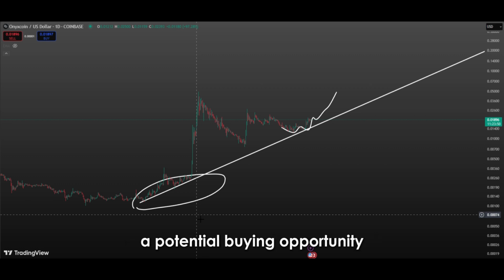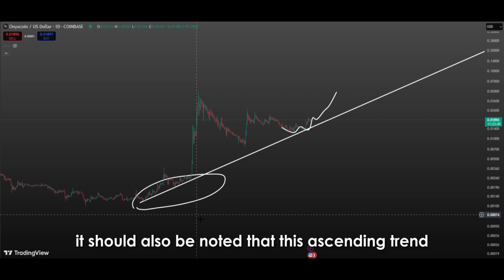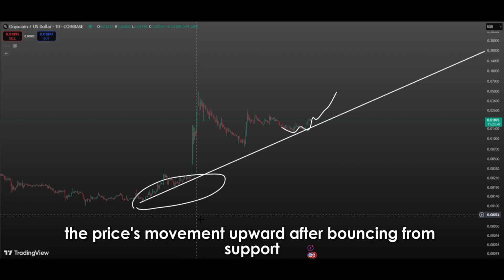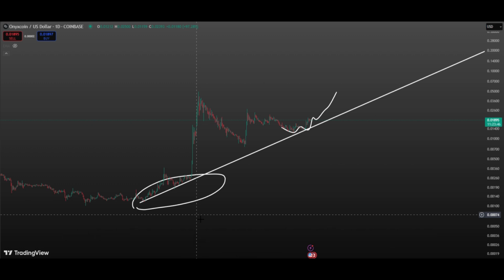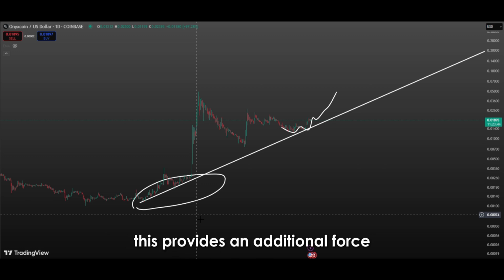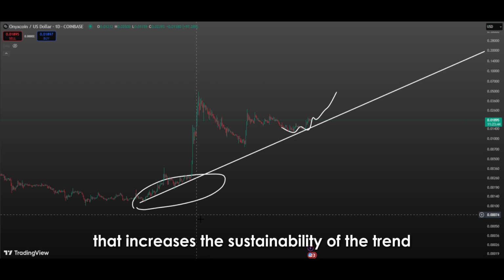potential buying opportunity. It should also be noted that this ascending trend structure may be supported not only technically, but also by fundamental analysis. That is, the price's movement upward after bouncing from support may not only be technical in nature, but also move in parallel with news flow, sentiment, or project developments. This provides an additional force that increases the sustainability of the trend.